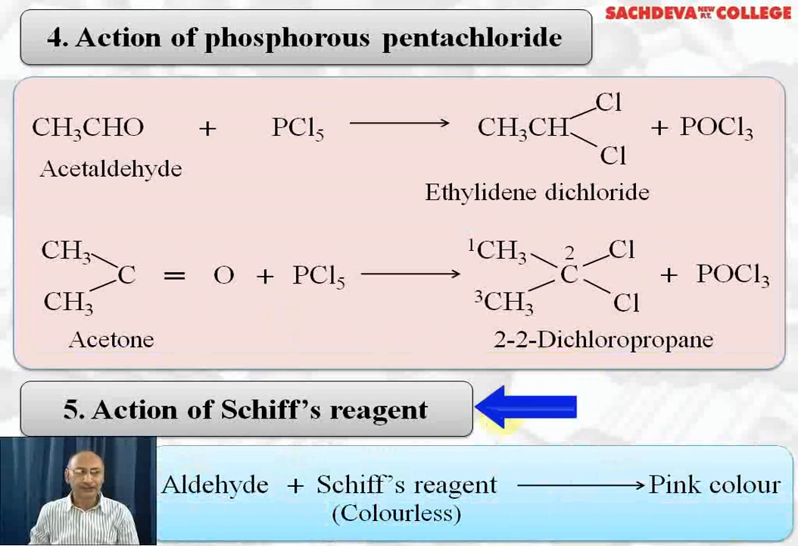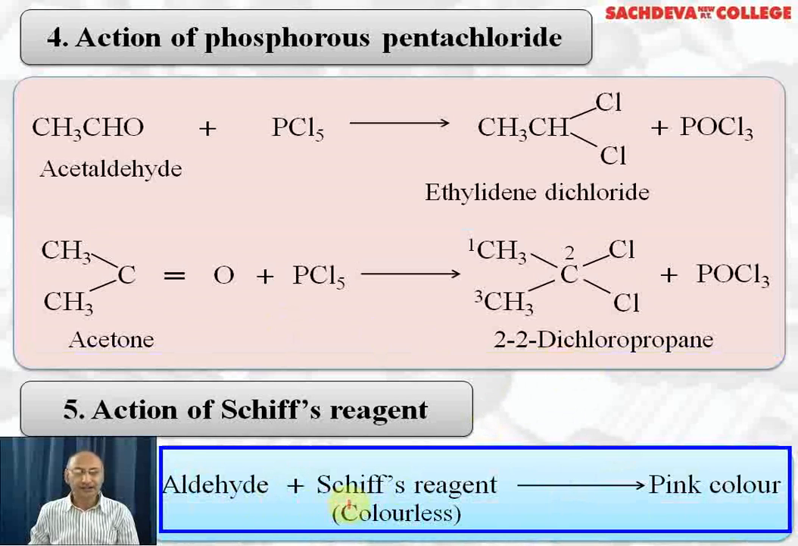Action of Schiff's reagent. Aldehydes turn Schiff's reagent pink. This is the test for aldehyde. Schiff's reagent originally has the magenta color, but sulfur dioxide is passed through it, so it becomes colorless. Aldehyde reacts with this Schiff's reagent and turns it pink.